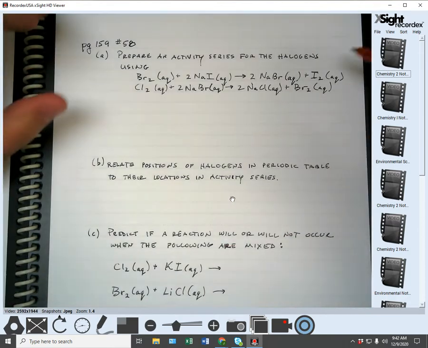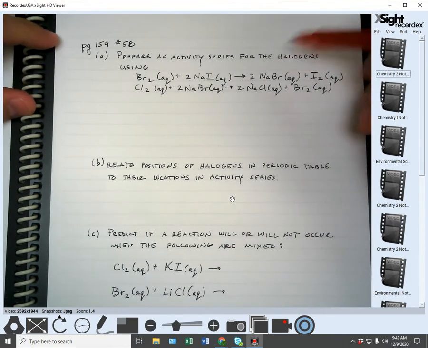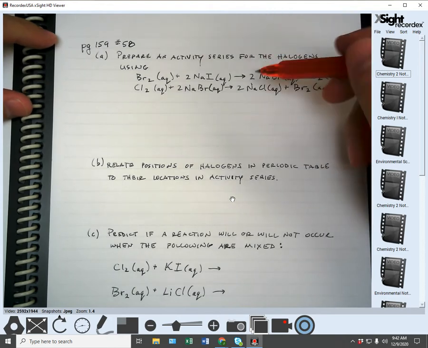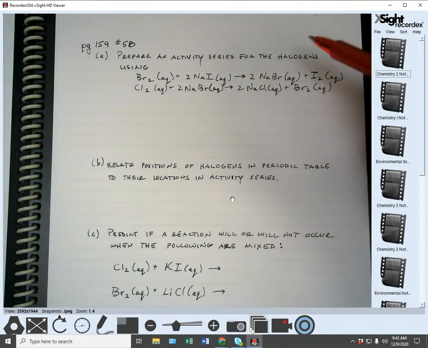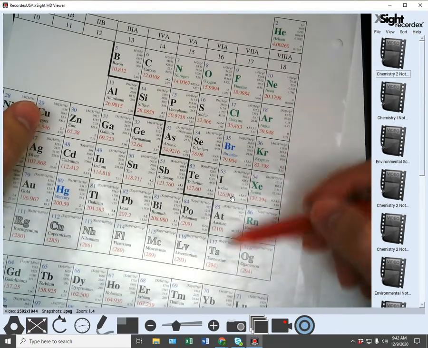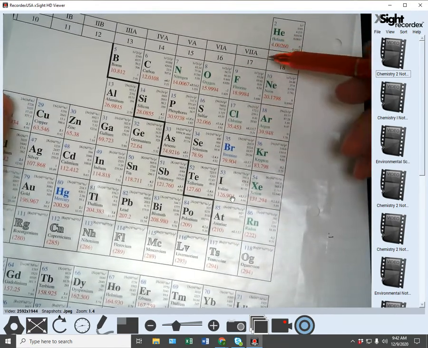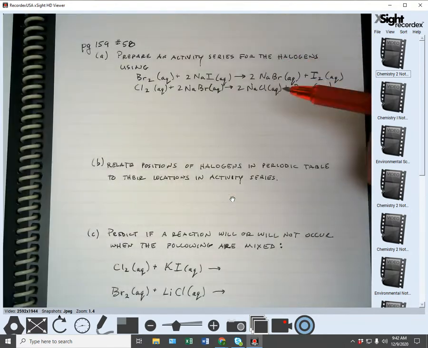So A tells us to prepare an activity series for the halogens using these two equations. Okay, so the halogens on our periodic table are these right here, the 17, 7A. These are the halogens, okay?